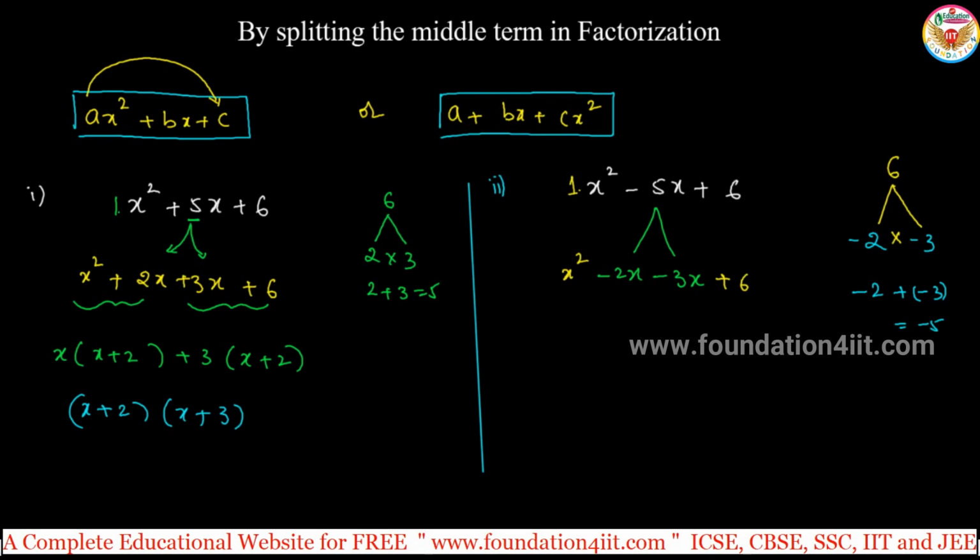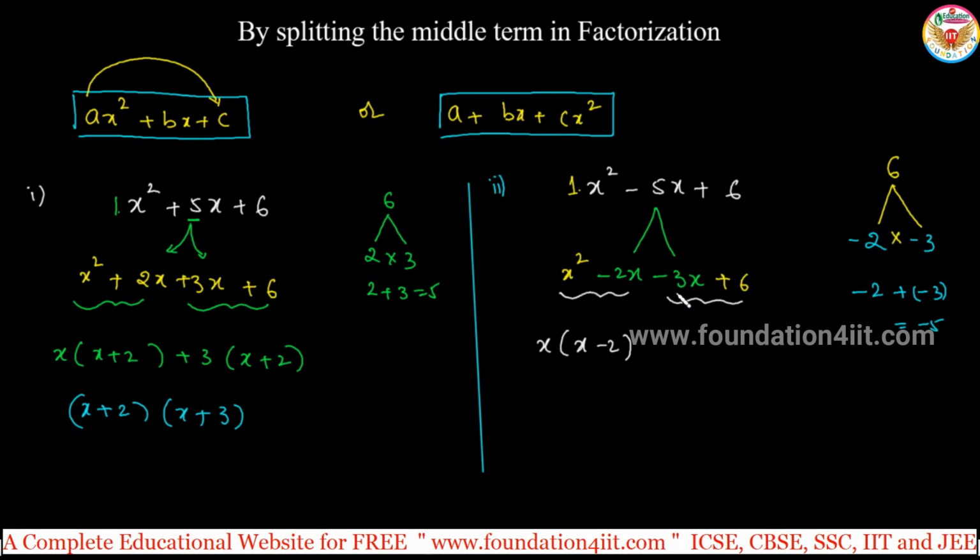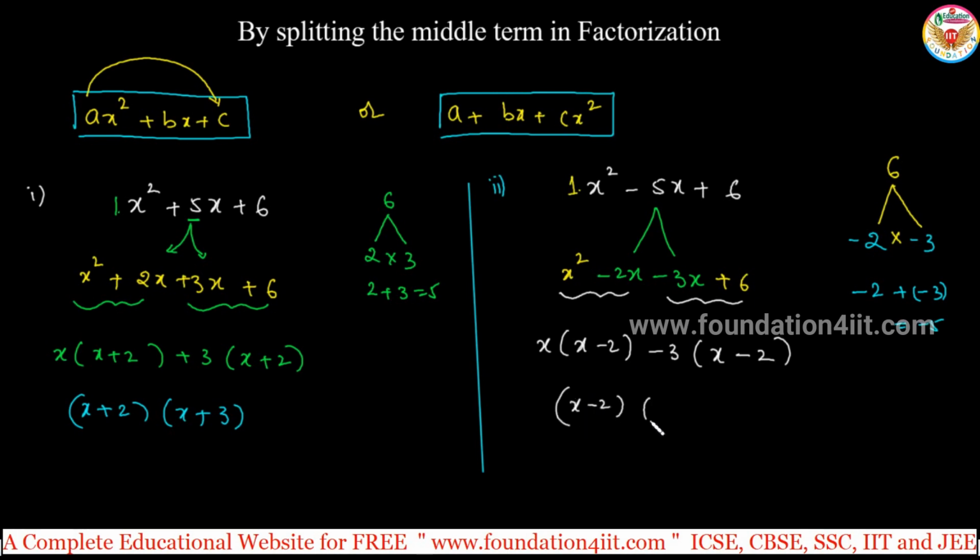Then only if you can make exactly like this, next grouping will be easy, and exactly the same thing will come in the bracket. x square minus 2x, x is the common: x minus 2. From the next two terms, take minus 3 as the common: x minus 3, minus 3 into x is minus 3x, minus 3 into minus 2 is plus 6. Right? Now x minus 2 into x minus 3. So this is factorization by splitting the middle term.